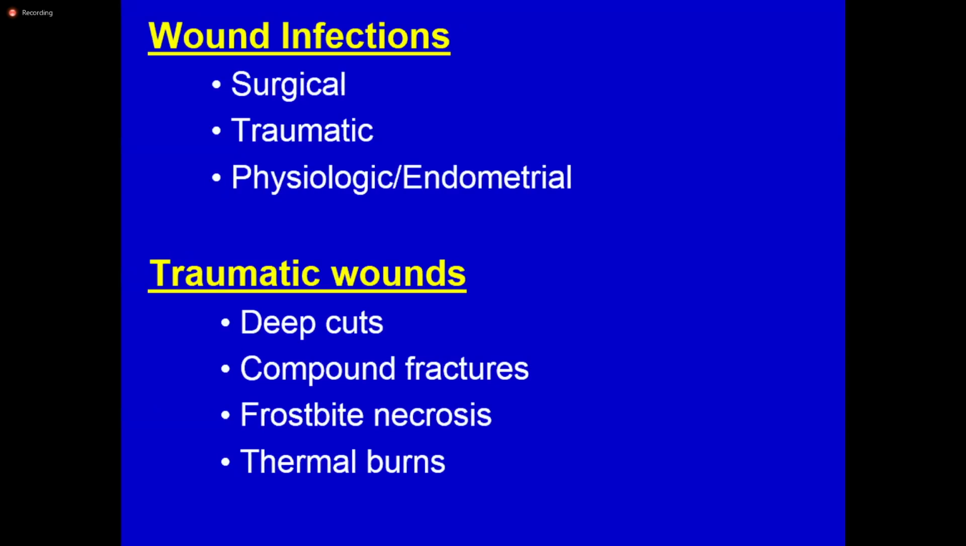Wound infections could be surgical wound, could be traumatic, could be physiologic, could be endometrial, injury of the uterus. The traumatic wounds could be due to cuts, deep cuts, compound fracture. I mentioned to you compound fracture. It means when there is a fracture of the bone, it is open to the outside. It breaks the skin and opens to the outside. Frostbite necrosis.